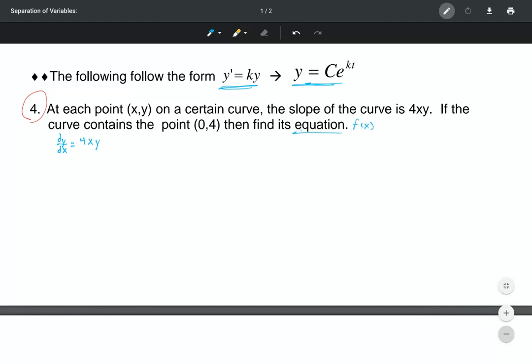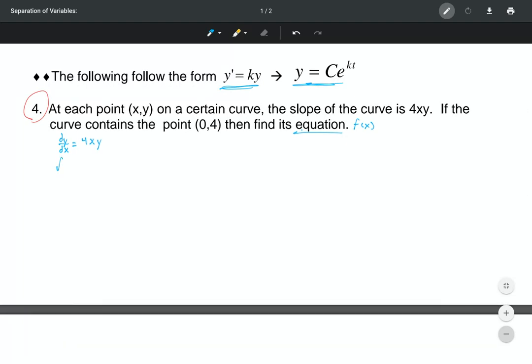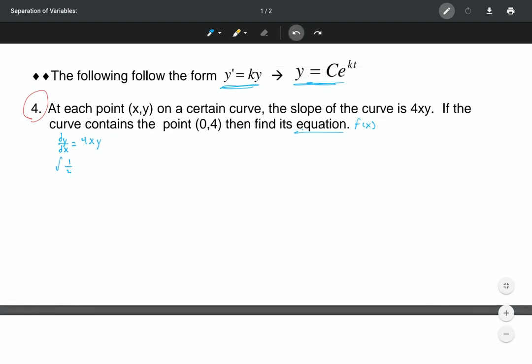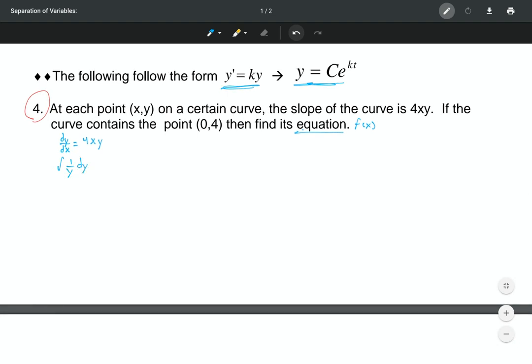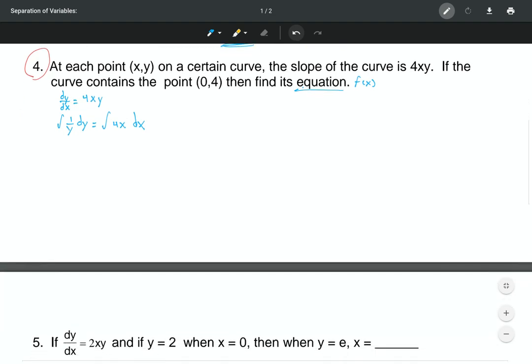So essentially, it's like problem number 1, except for a little bit more complicated, but let's just get to it, all right? So we're going to multiply both sides times dx, and at the same time, we're going to divide by y. So if I do that, I'm going to have 1 over y dy is equal to the integral of 4x dx. And then now we're going to integrate that.